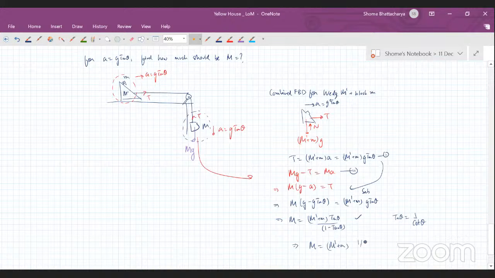This will become 1 by cot theta upon cot theta minus 1 upon cot theta. So it just becomes this. Okay. So this is equally correct, but just that the answer is given instead of in terms of tan theta, it is given in terms of cot theta. Okay, so this was one of the important questions in this chapter. Now let's move on to 39th after this.